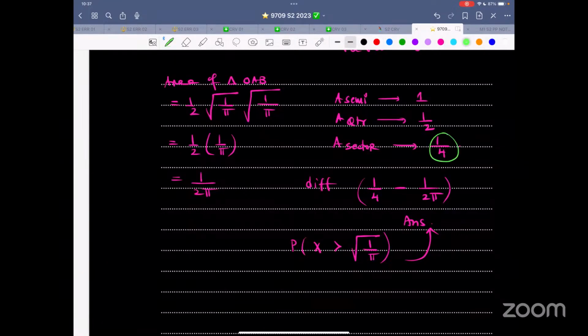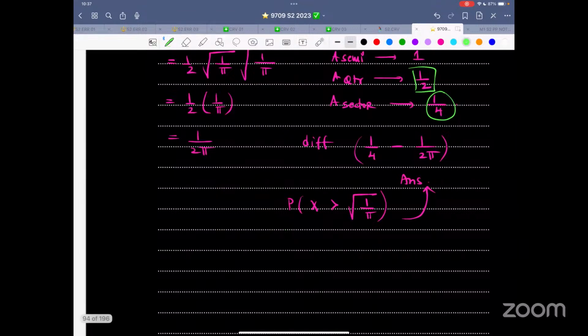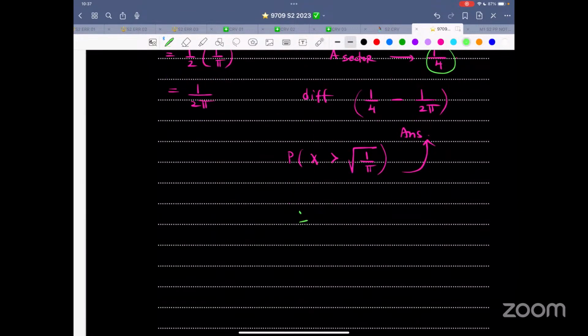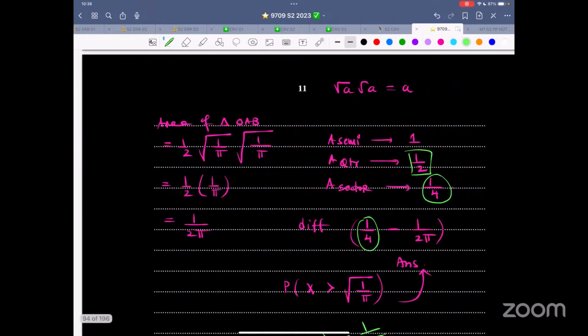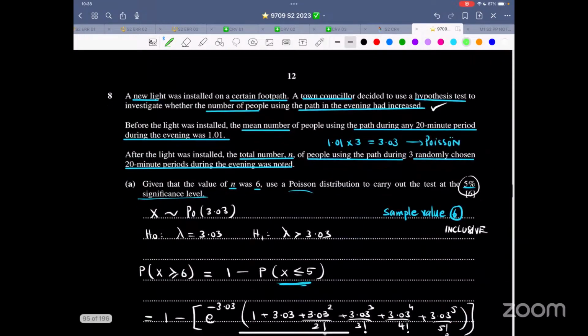The sector is 1/4. Area of quarter circle is half. So the difference is half minus 1/4, minus 1 over 2 pi. And this is the answer. This is the probability that x is greater than this value, which is 1 over root pi. So half minus 1/4 is 1/4 over here, minus this thing. So a very, very conceptual question.